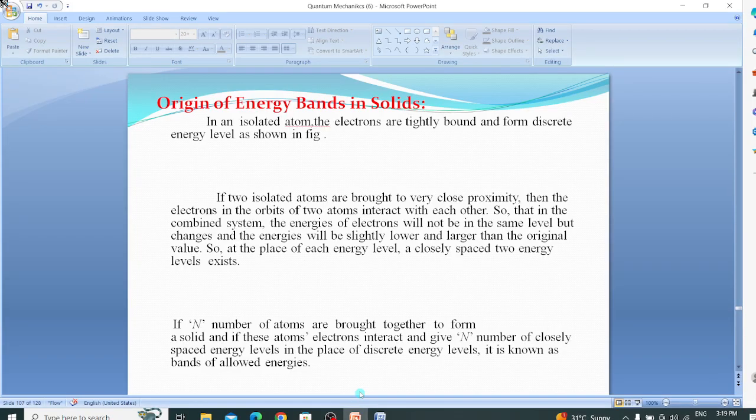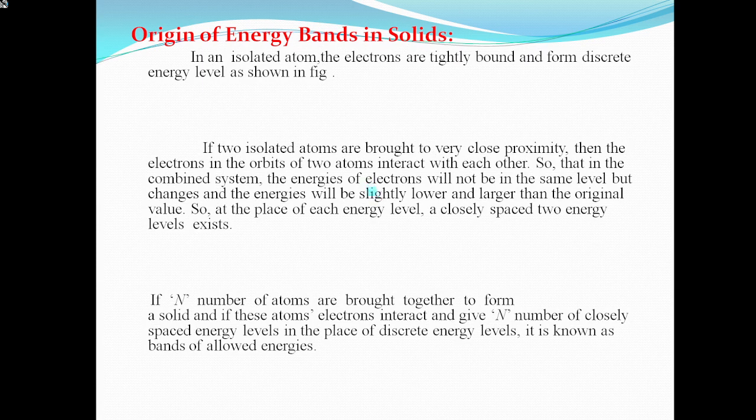Good morning students. Today we will discuss the origin of energy band formation in solids. Now we will discuss how energy bands are formed in solids. If I consider an isolated atom, that means a single atom.